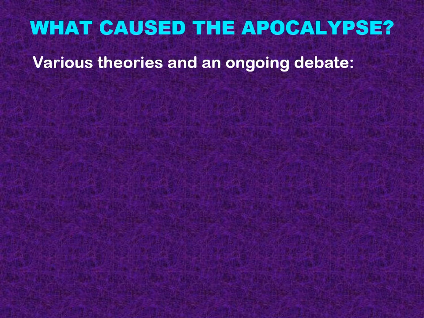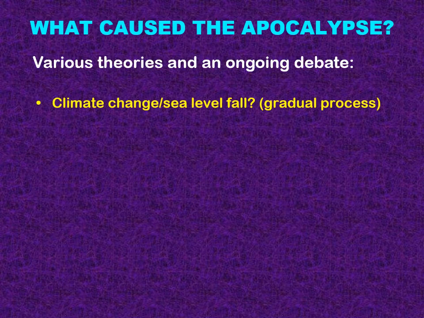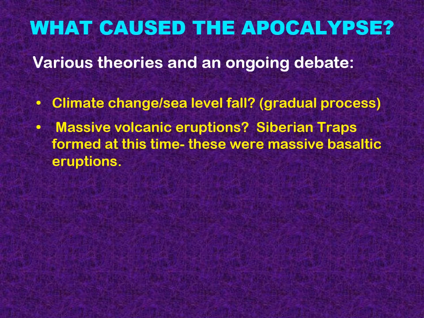There are lots of theories about what caused this Permian apocalypse. Climate change and sea level fall could have played a role. This is more of a gradual process, so if this is what caused that extinction, we could be looking at what's called a threshold event, which means a lot of pressure building up on the ecosystems, and then one thing leads to a cascading series of extinctions. That's possible.